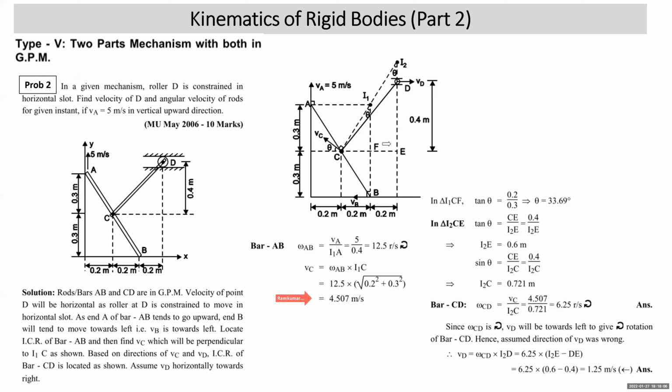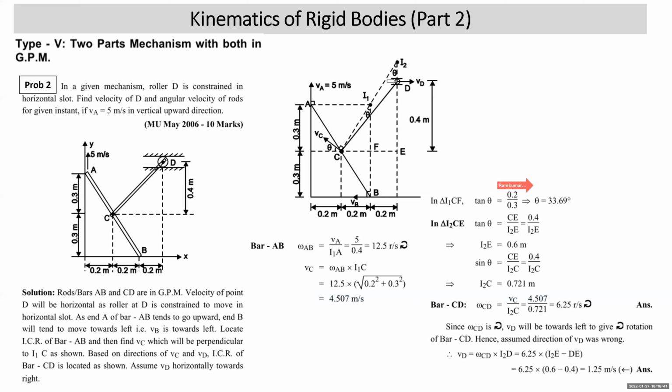Now you want to find the velocity of point D. That means you need to consider the motion of part CD. For part CD, which is in general plane motion, the velocity of point C is known to you. You should find the angle VC is making with the horizontal. If I1C is making angle theta with vertical, VC perpendicular to I1C will make theta with horizontal. In triangle I1CF, tan theta will be equal to 0.2 upon 0.3. You get theta as 33.6.